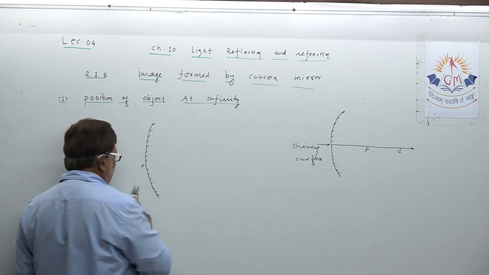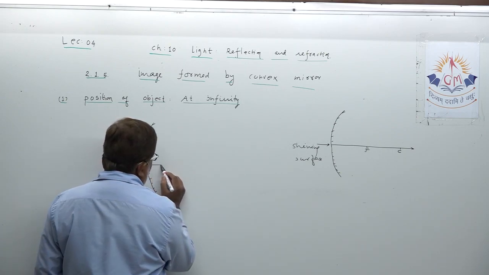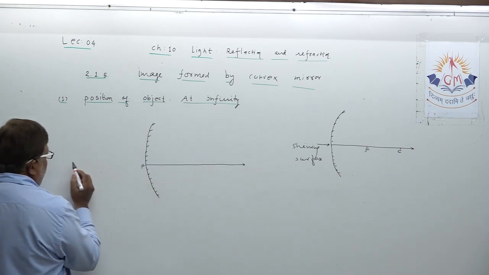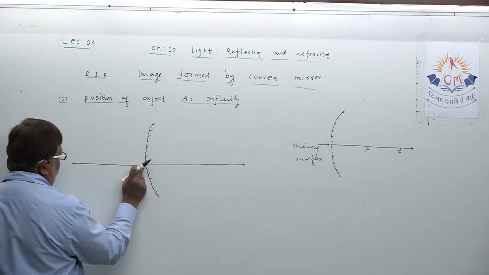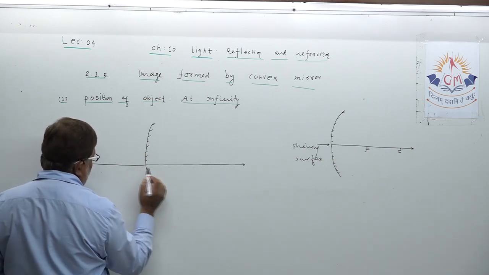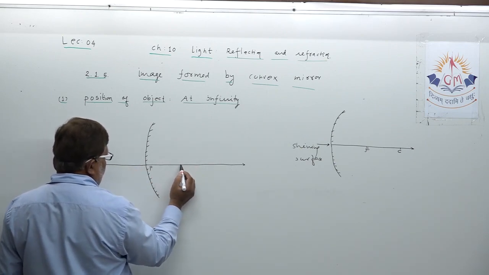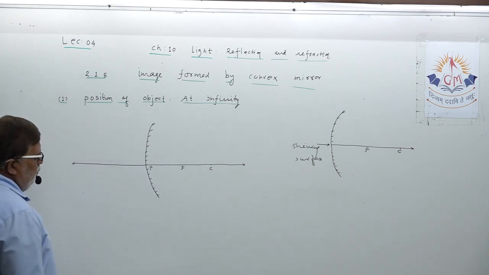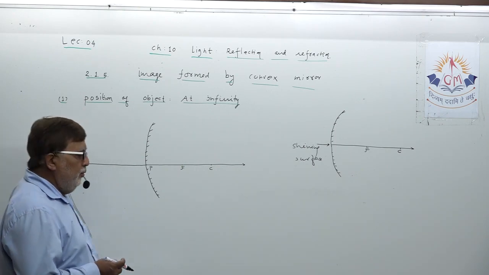After we show the pole of the mirror, now you have to show the principal axis extended on both sides, dear student. As far as the convex mirror is concerned, this is P. Now as I mentioned, and you must be knowing, the principal focus and center of curvature both lie behind the mirror in case of a convex mirror, that you all know very well.